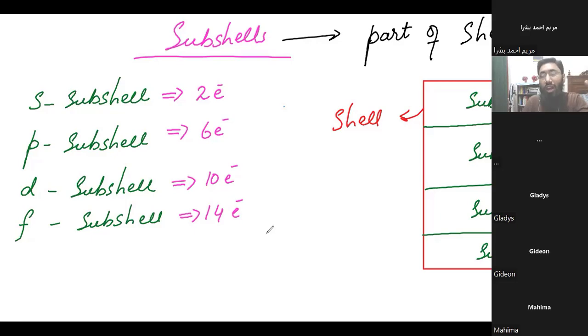And what is a subshell? A subshell is a part of a shell. S subshell, P subshell, D subshell, F subshell. S subshell has 2 electrons. P subshell has 6 electrons. D subshell has 10 electrons. F subshell has 14 electrons.